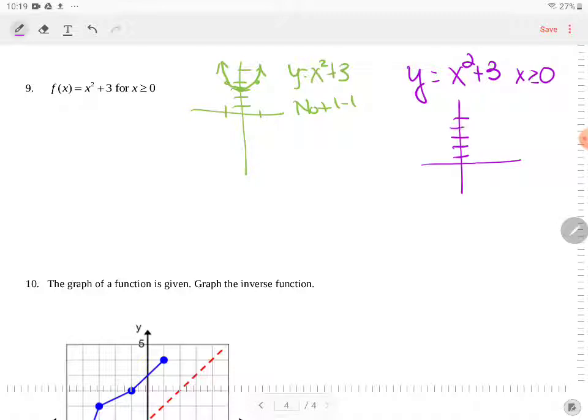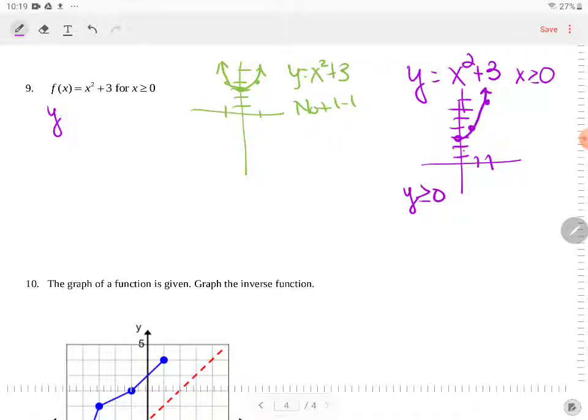If I start at 0, I get 0, 3, 1, 4. If I plug in 2, 2 squared is 4, plus 3 is 7. So 1, 2, 3, 4, 5, 6, 7. If you notice, it only graphs half of our graph, and therefore this is now a 1-to-1 function. Also notice that your range is y is greater than or equal to 0.